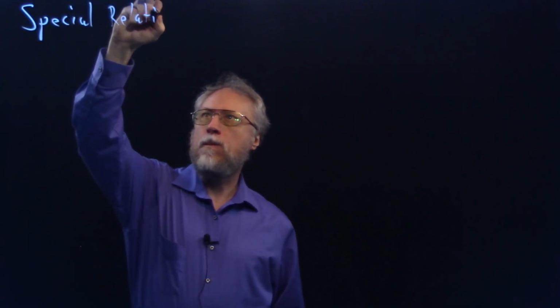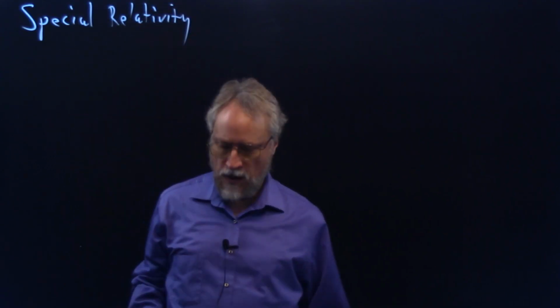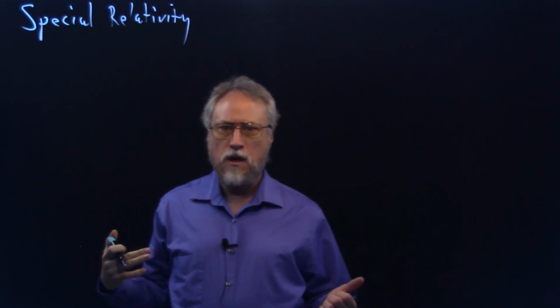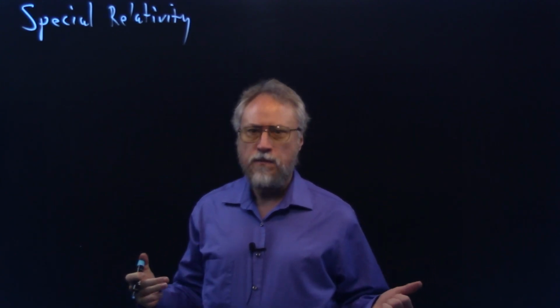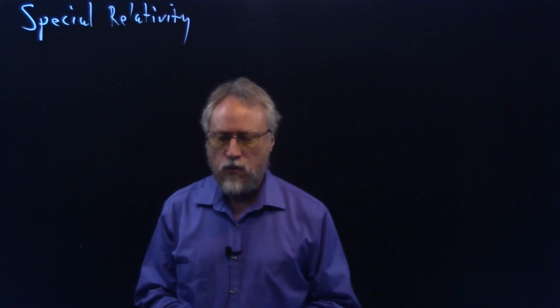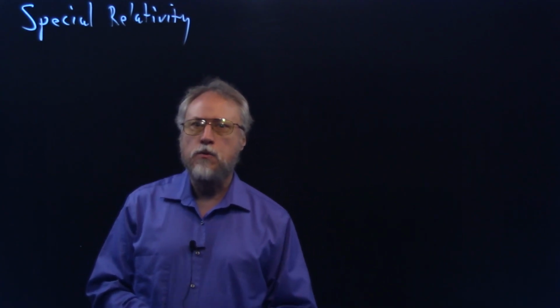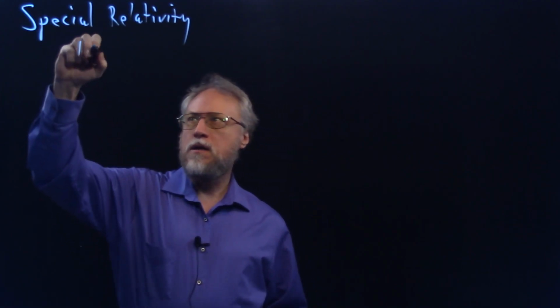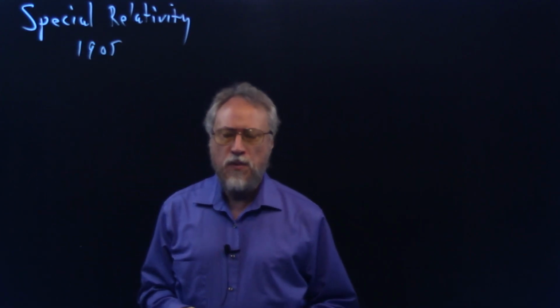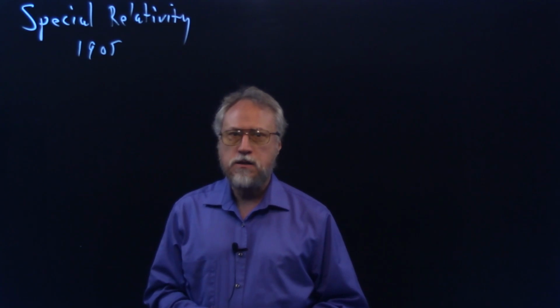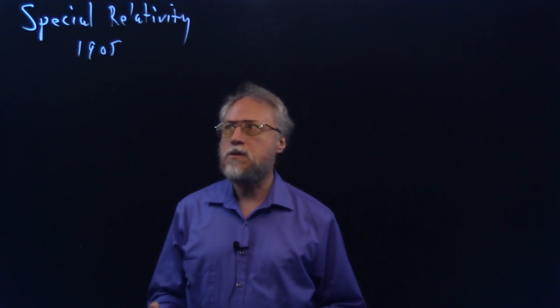Today we're going to talk about special relativity. It's called special relativity because we ignore gravity. So we'll talk about what happens when we add gravity later. It's general relativity. But special relativity was developed by Albert Einstein in 1905 based upon the principle that the laws of physics are the same for all observers.